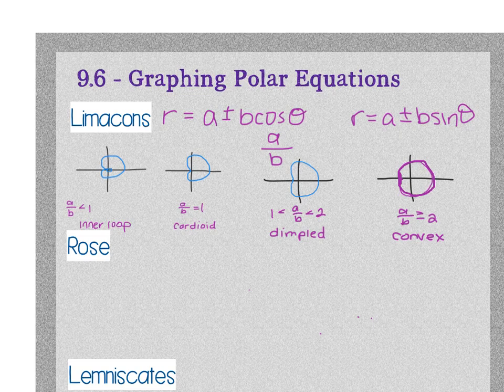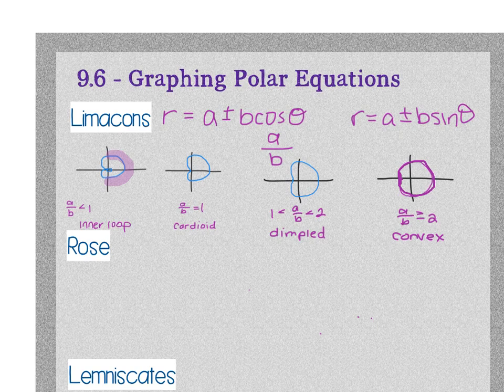So step 1, identify the kind of graph it is. If it's a limaçon, step 2 is figure out a over b, and then classify it: inner loop, cardioid, dimpled, or convex. And then from there, you will plug in points. We'll go back to symmetry in a little bit, but if I was to find something being symmetric to the pi over 2 line, then I would plug in all the points to the right of my pi over 2, and then I would flip it over to the left.